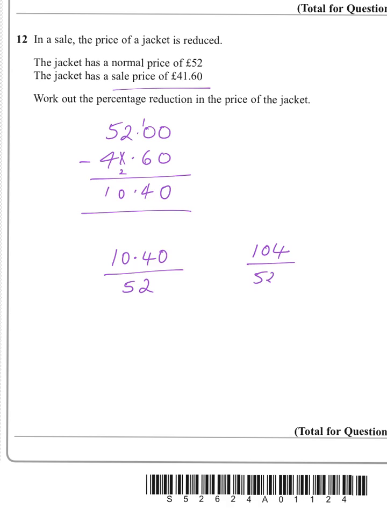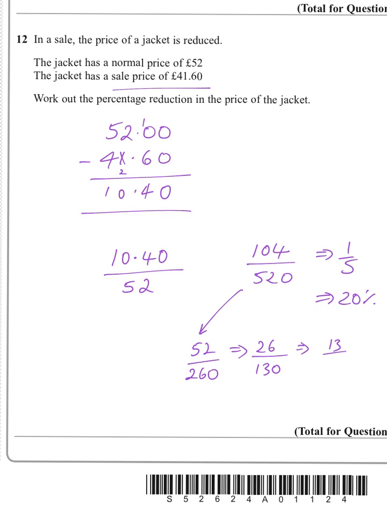104 over 520. Now if you can't see that 104 goes into 520 5 times, that's fine. If you can, then you'll know that the answer is going to be 1/5, which is 20%. If you can't, although this is a non-calculator paper, you can try it on your calculator and get the experience, but if you still can't see it from there, then you can halve top and bottom and get 52 over 260, halve again, which is 26 over 130, which is 13 over 65, and then 13s into 65 is 5. Hopefully you can see that, and then that will give you 1/5 or 20%.